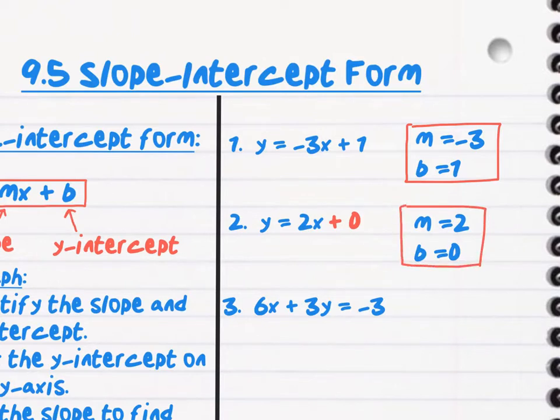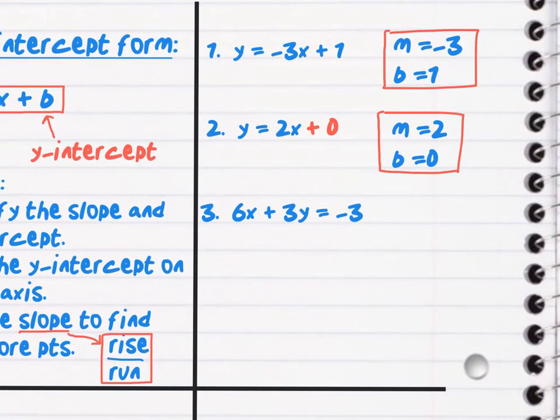Okay, for problem number 3. On problem number 3, I want you to copy down this equation, 6x plus 3y equals negative 3. And on this one, we can't identify the slope and the y-intercept yet because it's not in the right form. For it to be in the right form, we need to get y by itself. Okay, so what we're going to do is we're going to change this equation around so that we get y all by itself. So the first thing I want you to do is circle the variable and draw a line underneath the equal sign. And you want to get rid of the 6x first by subtracting 6x to each side.